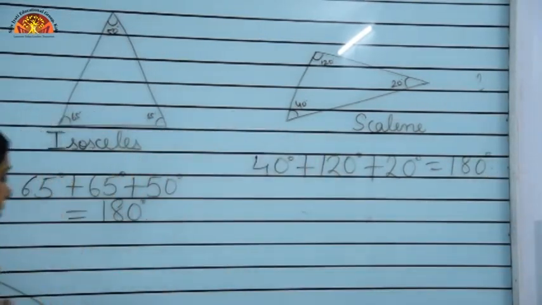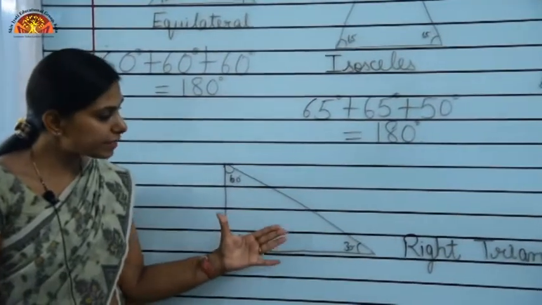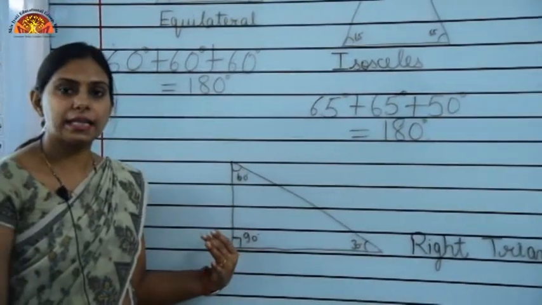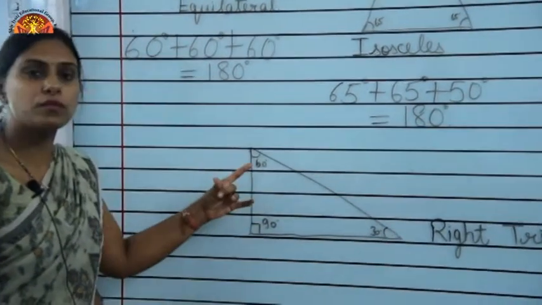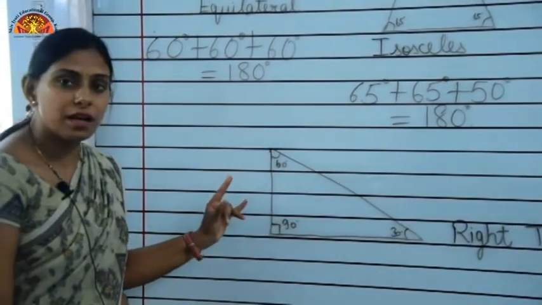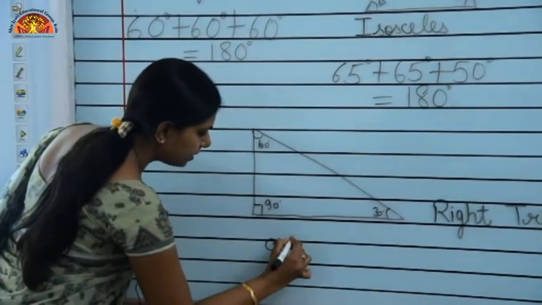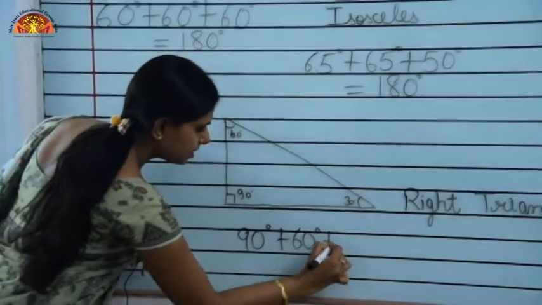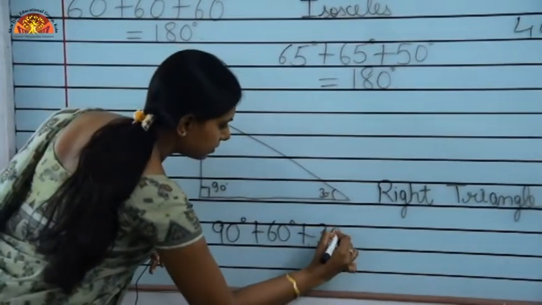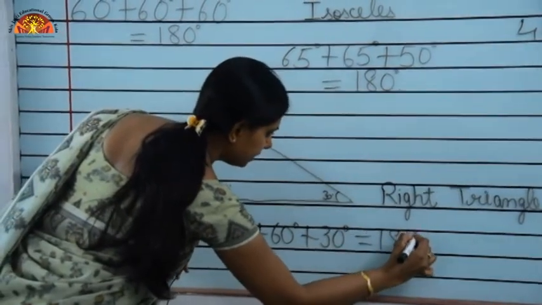In the similar manner, if we are just considering the right angle triangle, one of the angles is 90 degree, and if we are measuring the sum of all these three angles of the right angle triangle, it will still come 180 degree. So 90 degree plus 60 degree plus 30 degree, which is also equals to 180 degree.